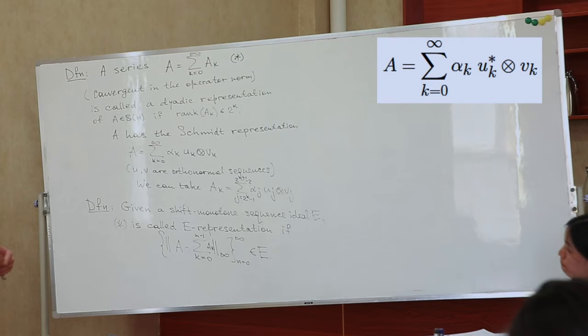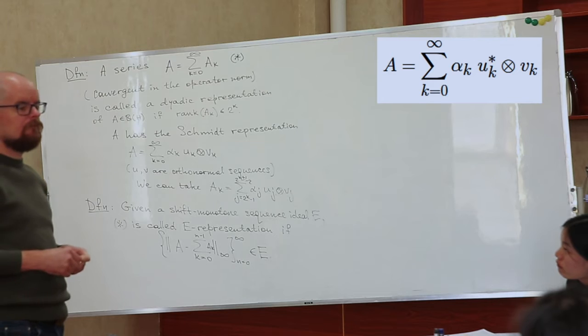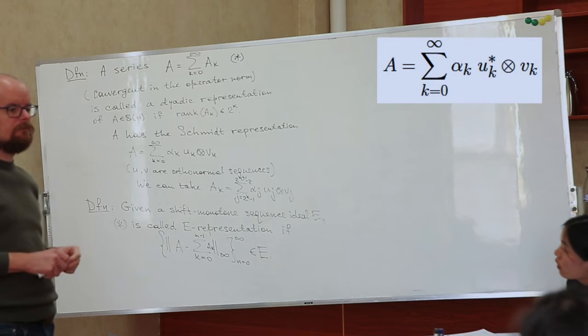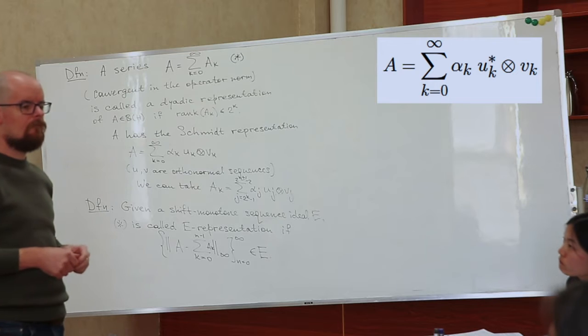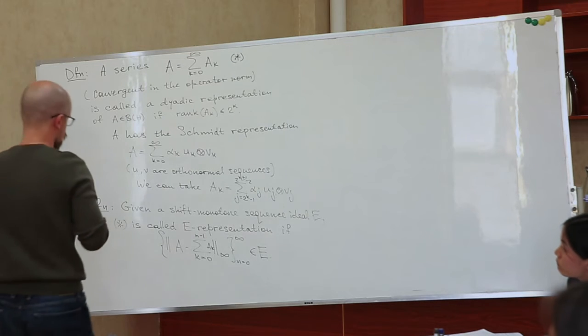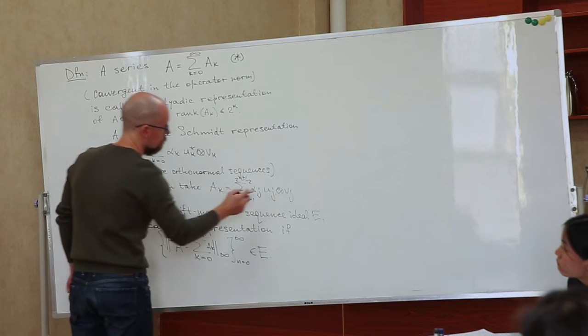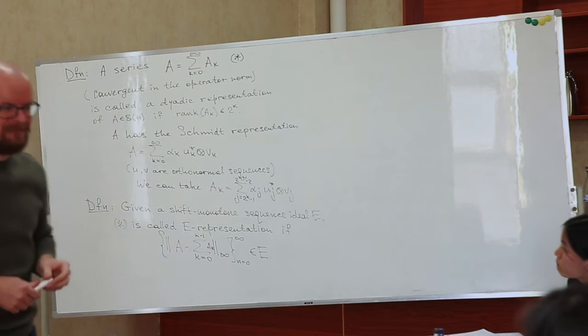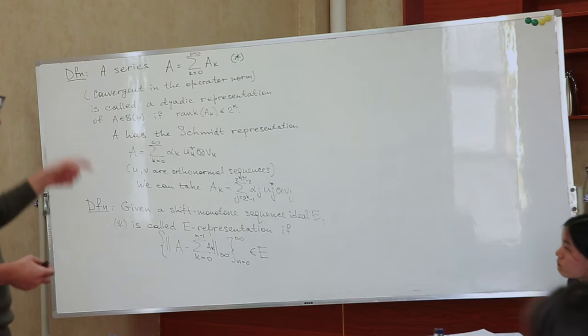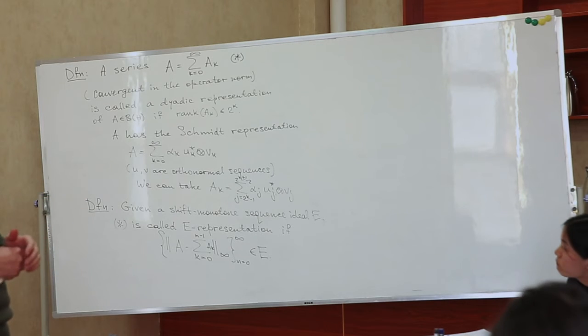And so here u and v are also orthonormal sequences in H, right? Yeah. And do you need to take the transpose of u_k when you consider the tensor? Because that doesn't make sense otherwise. Yeah, okay. And without that it didn't make sense. That's exactly right.